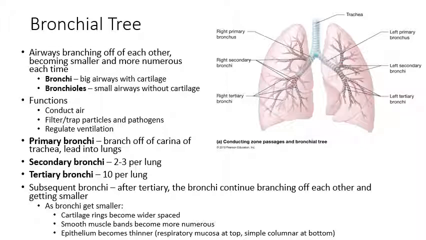You start with the bronchi, of course, because those are biggest. So at the carina of the trachea, you have that branch, and you have two primary bronchi coming off of it and going into the lungs.